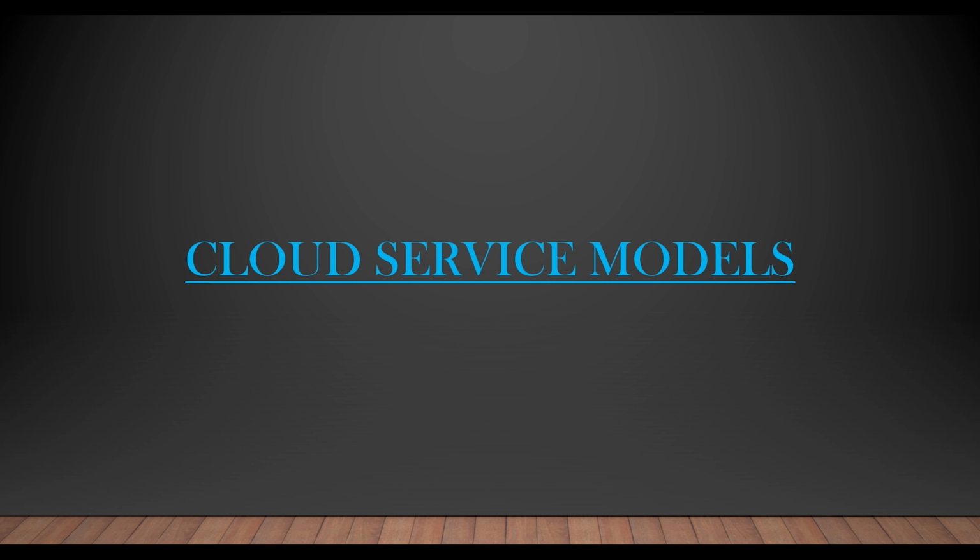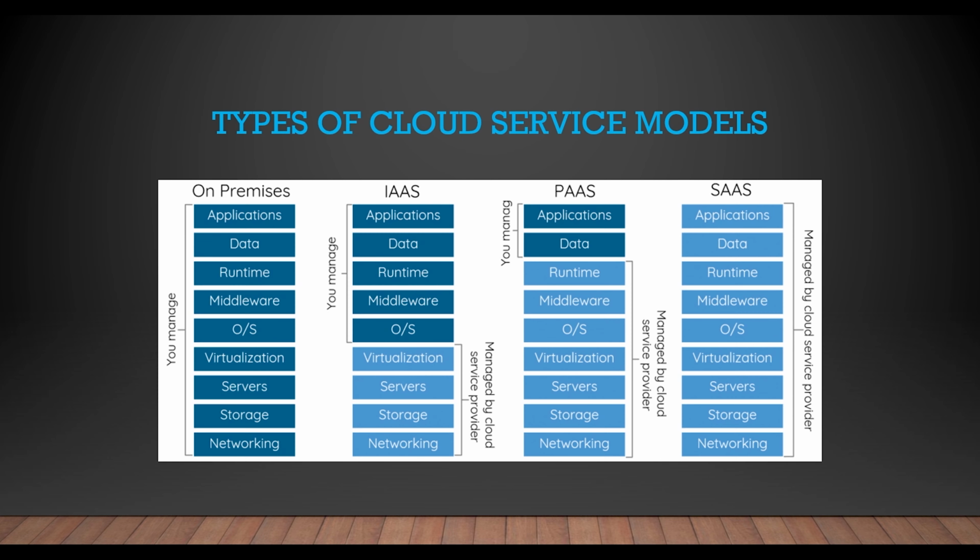Before we move on to know more about Google Cloud, we should first know about the service models which a cloud provides. Basically, you can consider four types. One is on premises, or the traditional data center. In an on-premises environment, you manage everything, including your applications, data, runtime, middleware, operating system, virtualization, servers, storage, and networking.